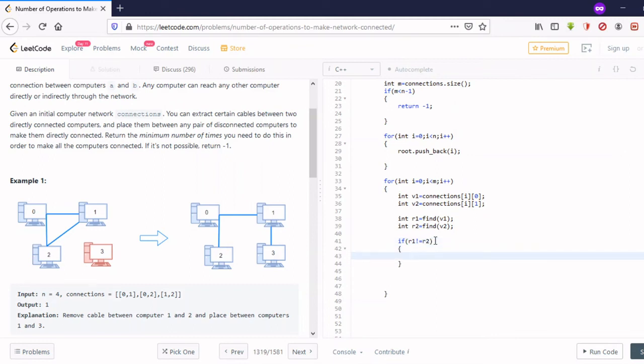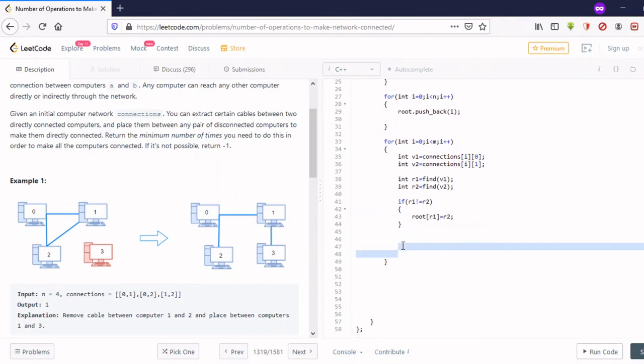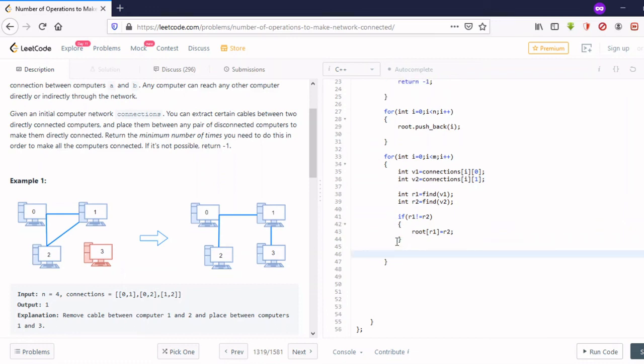So to unite them, simply what we can do is root of R1 is equal to R2. And these two vertices now belong to the same connected component. You can also do it either way, root of R2 is equal to R1. But for right now, I'm going to do it like this.